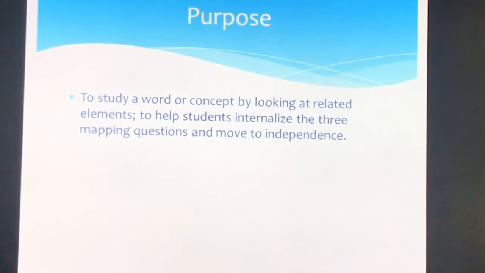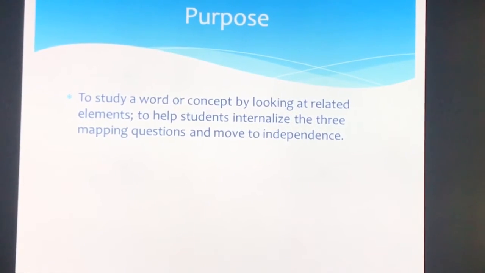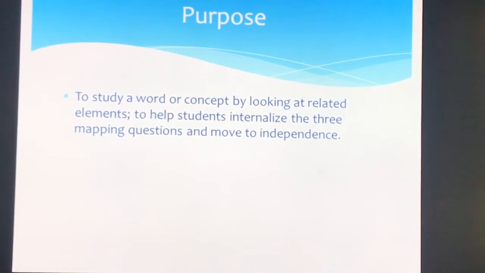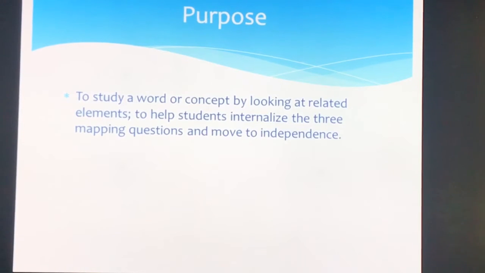The purpose for a word map is to study a word or concept by looking at related elements and to help students internalize the three mapping questions and move to independence. So really what you're doing is you're taking a word or a concept and these students are going to try to think of a bunch of different things that relate to that word, that make them think about that word or that concept, whatever it is. It can be anything.